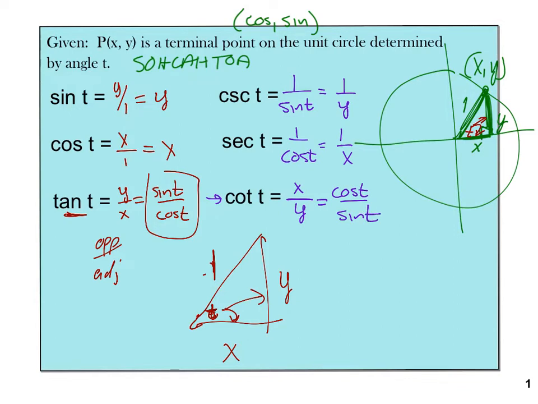Take a second, hit pause, and write down what you need to write down before we go on. But just realize sine is your y, cosine is your x. When I flip them over, that's what they look like. And then tangent ends up being just sine over cosine. That's the big punchline here.